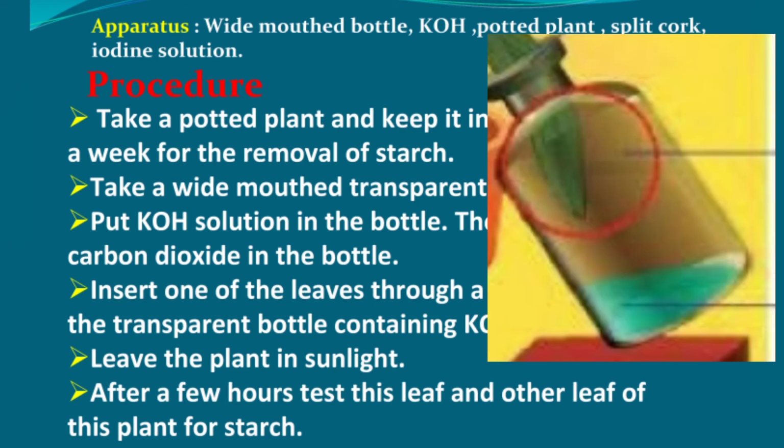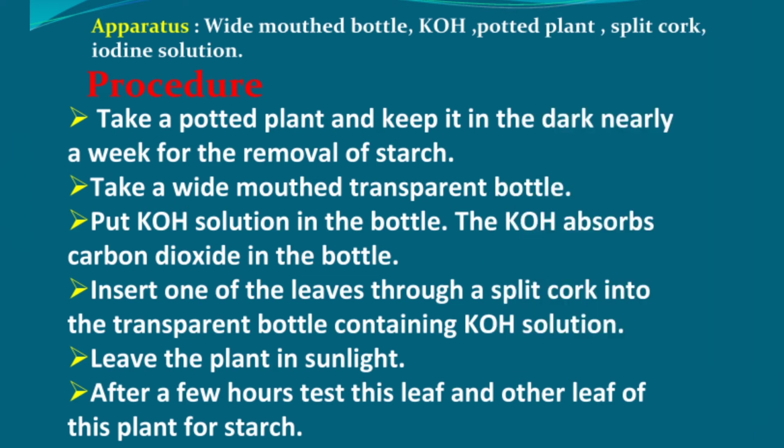So, this KOH solution absorbs carbon dioxide which is present inside the bottle. Insert one of the leaves through a split cork into the bottle containing KOH solution, and apply grease or Vaseline on the bottle to keep it airtight. So leave the plant in sunlight for 3 to 4 hours. Then after 3 to 4 hours, test this leaf and another leaf of this plant for presence of starch.